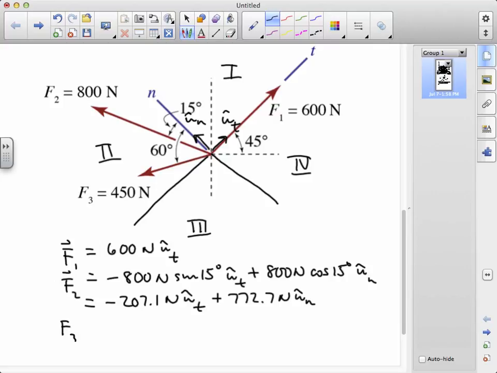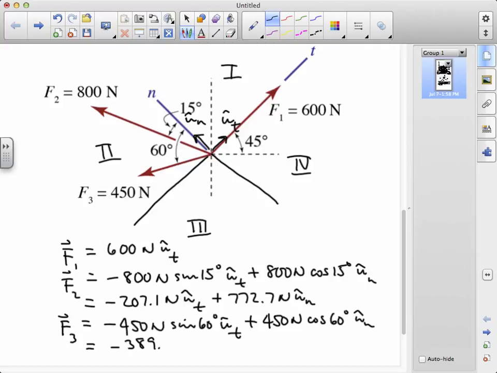For F3, we have minus 450 newtons sine of 60 degrees in the tangent direction, plus 450 newtons cosine of 60 degrees in the normal direction. And those numbers turn out to be minus 389.7 newtons in the tangent direction plus 225 newtons in the normal direction.